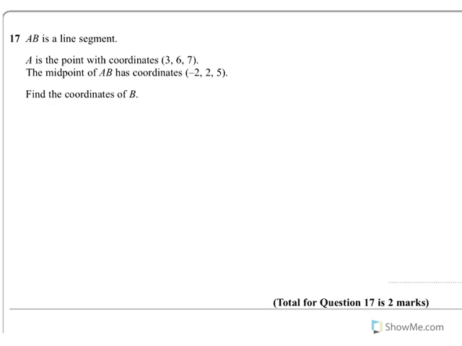17. AB is a line segment. A is the point with coordinates 3, 6, 7. The midpoint of AB is minus 2, 2, and 5. Find the coordinates of B. Well, the distance from 3 to minus 2 is the same distance from the midpoint to B. So the distance from 3 to minus 2 is 5. So we need to travel another 5 to get the x coordinate. So that would be minus 7.